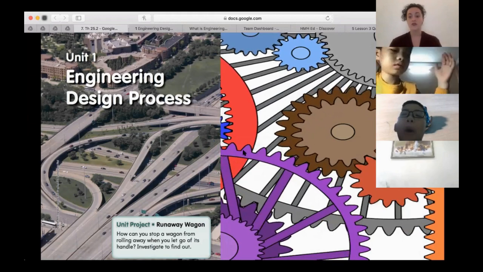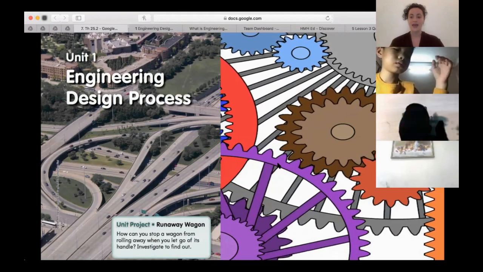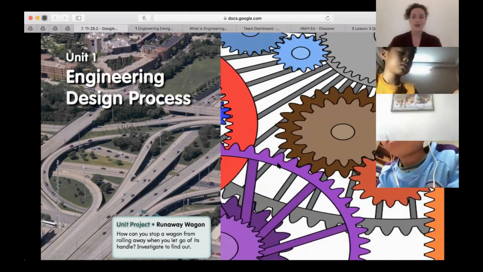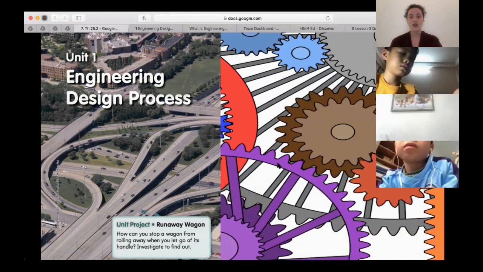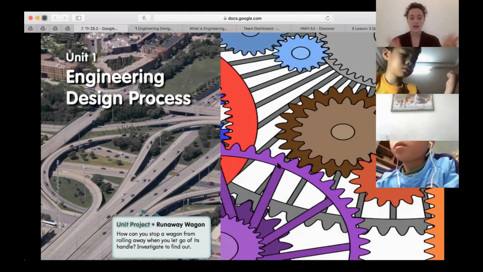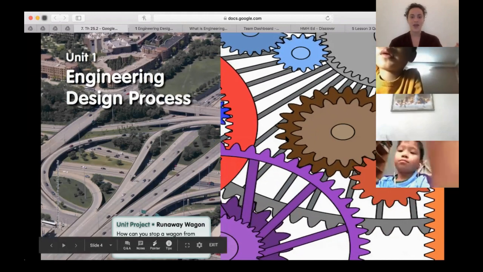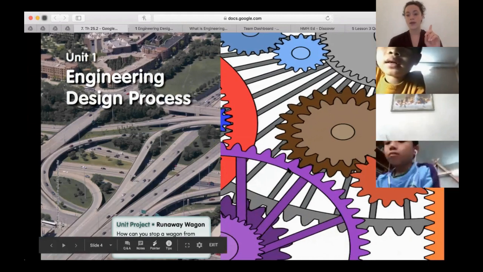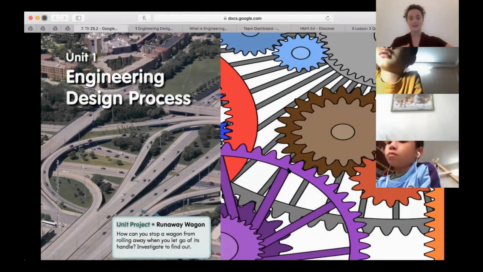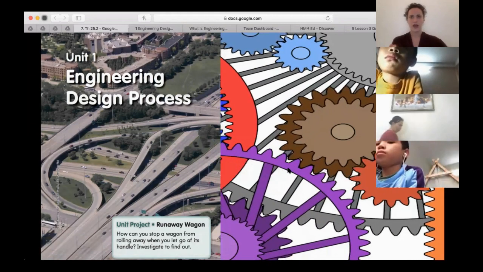Design is part of what something looks like. You might design a cake. You might design a car. You might design a picture. You might design roads like this. And process is what you do from start to finish.